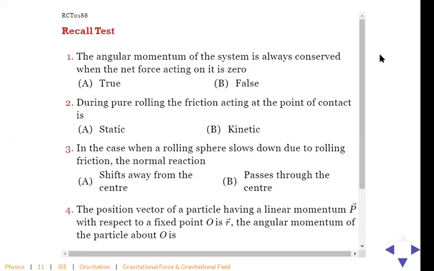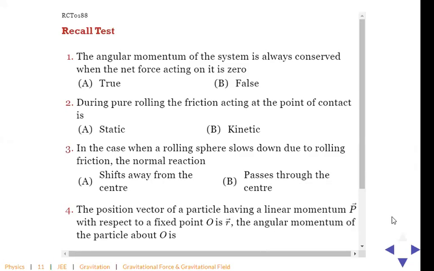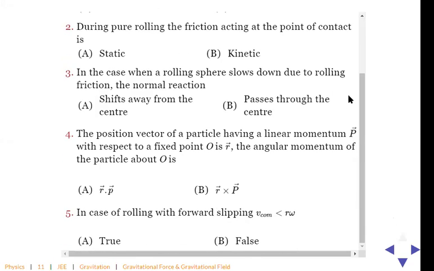During pure rolling, the friction acting on the point of contact is... pure rolling. Okay, very good, Anisha. Very good, Nishita, very good. Okay, everyone knows this concept. Everyone is getting the same answers. Third: in the case when a rolling sphere slows down due to rolling friction, the normal reaction shifts away from the center or passes through the center. Third, this is the concept of the last chapter.